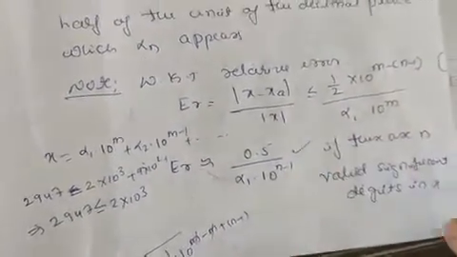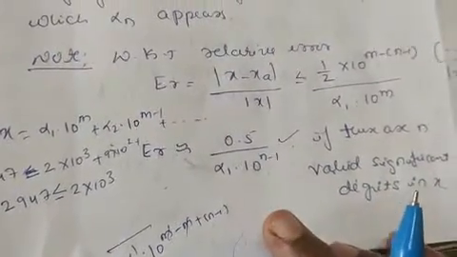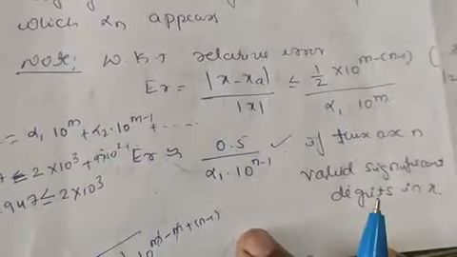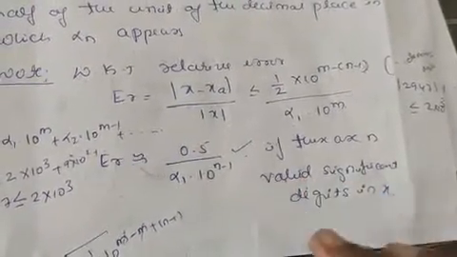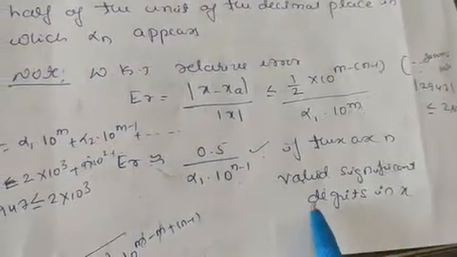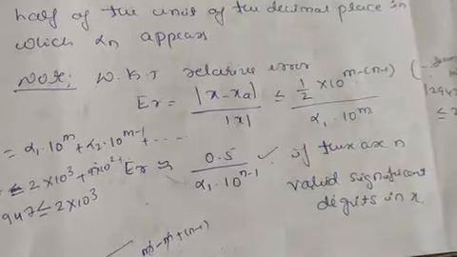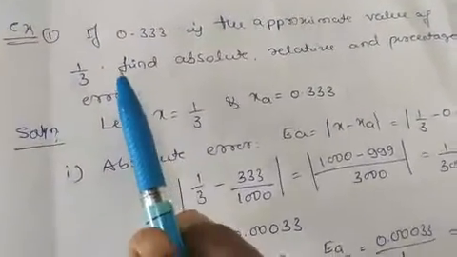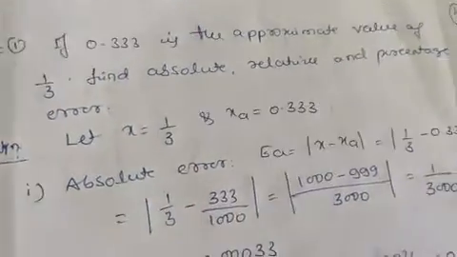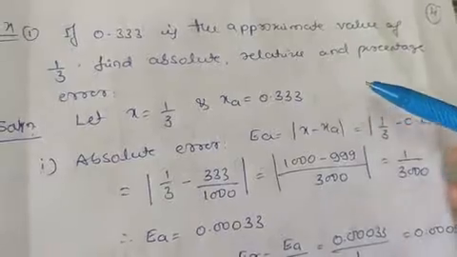So this is relative error. Relative error is approximately equal to 0.5 divided by alpha 1 into 10 raised to n minus 1, if there are n valid significant digits in x. Take one example. If 0.333 is the approximate value of 1 by 3, then find absolute, relative and percentage error here.